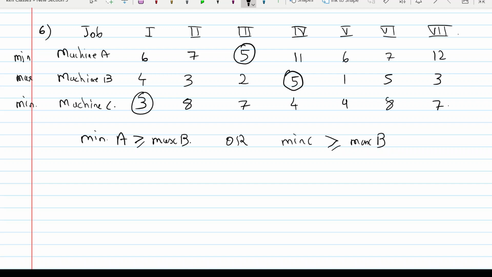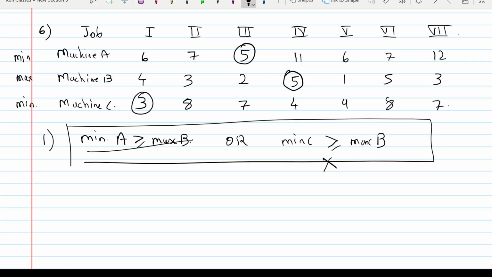Maximum of the middle machine, and minimum of this one should be greater than or equal to maximum of the second machine. In this case, minimum of A is greater than or equal to maximum of B, and minimum of C is not. This 3 is not greater than or equal to 5, so this condition is not met. The second condition is not satisfied, no problem for us. This condition is satisfied. Minimum of A is greater than or equal to maximum of B is getting satisfied. So we will write that much part. So this is the condition.